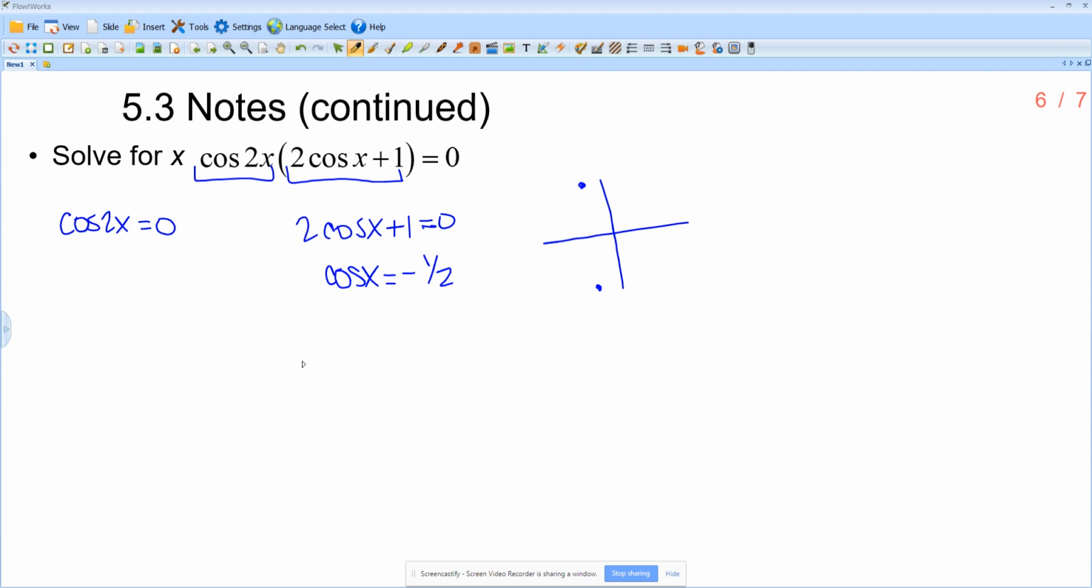So this point was 2 pi thirds. This point is 4 pi thirds. And the period of cosine is 2n pi. Again, visually, the only way in which I'll get to this point over and over and over is if I keep adding revolutions of a circle. The only way I'll get to this point over and over and over is if I keep adding revolutions of a whole circle.